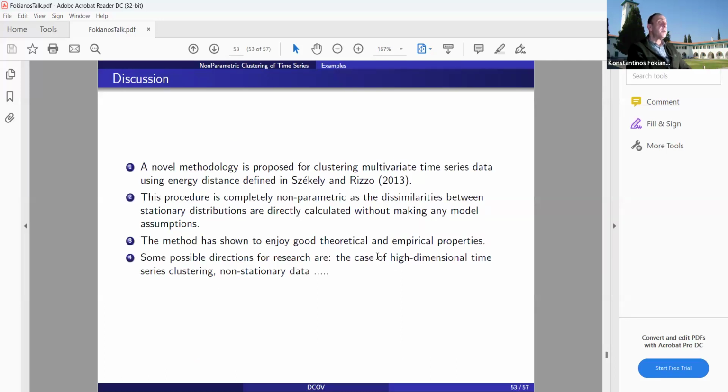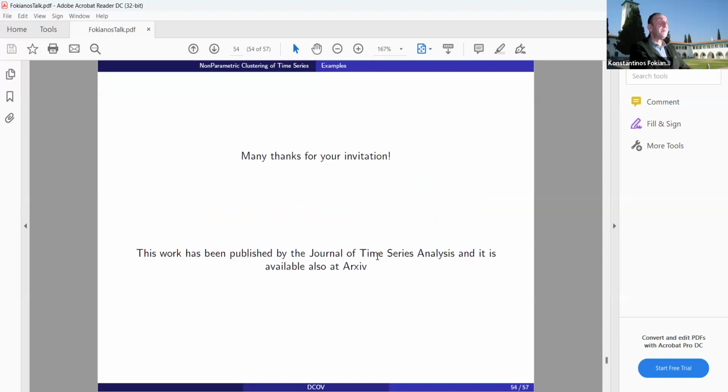So we have proposed a novel methodology for clustering multivariate time series, non-parametric, I mean, by employing the whole distribution. And the method enjoys good theoretical and empirical properties. And of course, we can consider further things like the case of high-dimensional time series, clustering non-stationary data, and many others. And this work has been published in the Journal of Time Series.